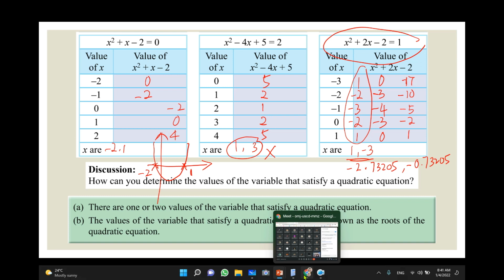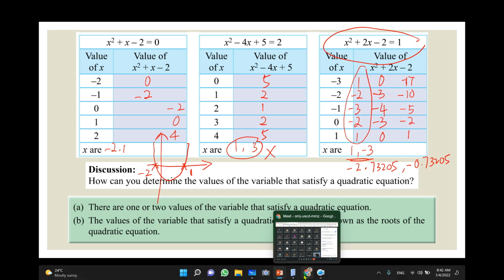Done? Okay. So after that, you press equal one more time. So when you press the equal, it will show you the value of x1 and x2. They will show you the value of x1 and x2 like this.